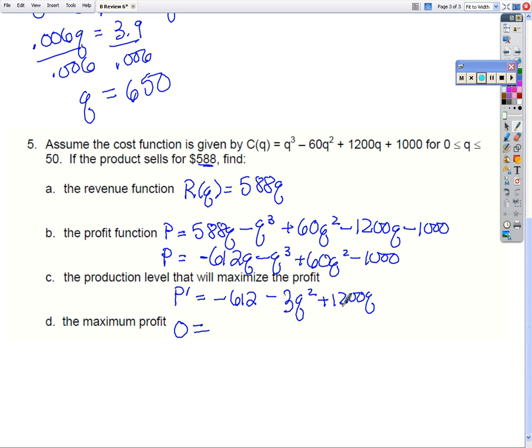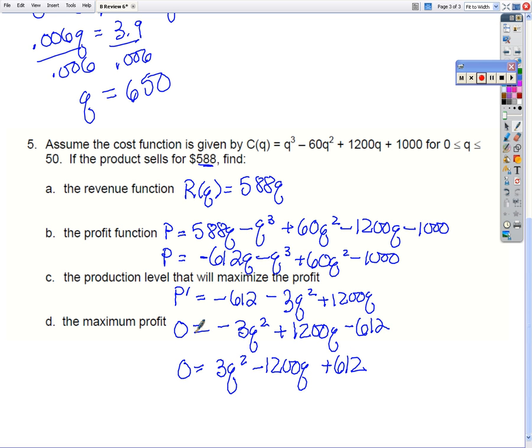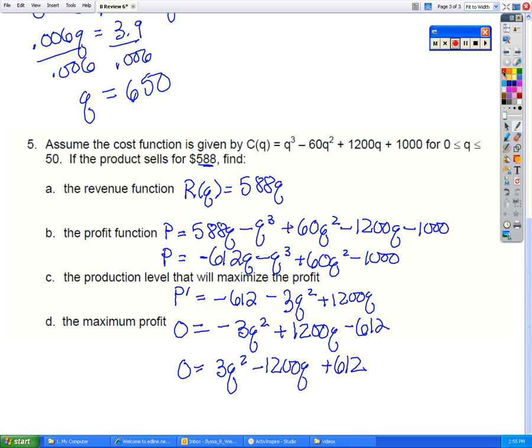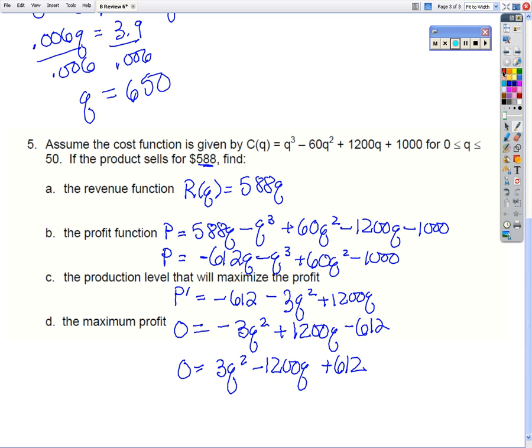And I'm going to reorder this so that I have a nice quadratic. And I'm going to divide everything by -1. You can't divide by -1 until you set it equal to 0, because 0 divided by -1 is still 0. So I did divide everything here by -1.